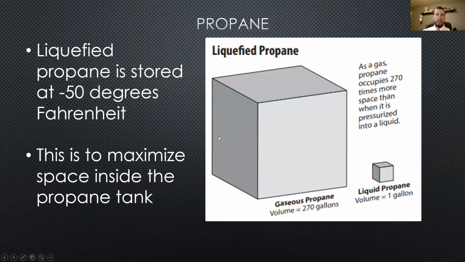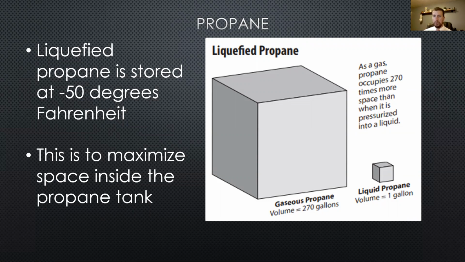Now, propane, and this is the part that I wanted to get to, because propane is kind of in the middle as far as I can understand from the studies that I've done. Liquefied propane is stored at -50 degrees Fahrenheit. The reason they store it in liquid form is because, like in this example right here, gaseous propane is a lot larger in volume than the liquid form.